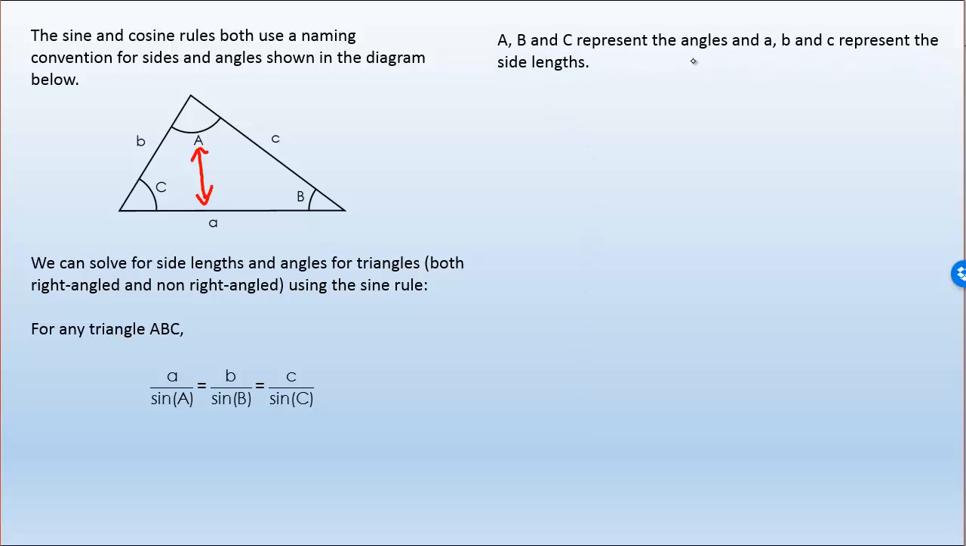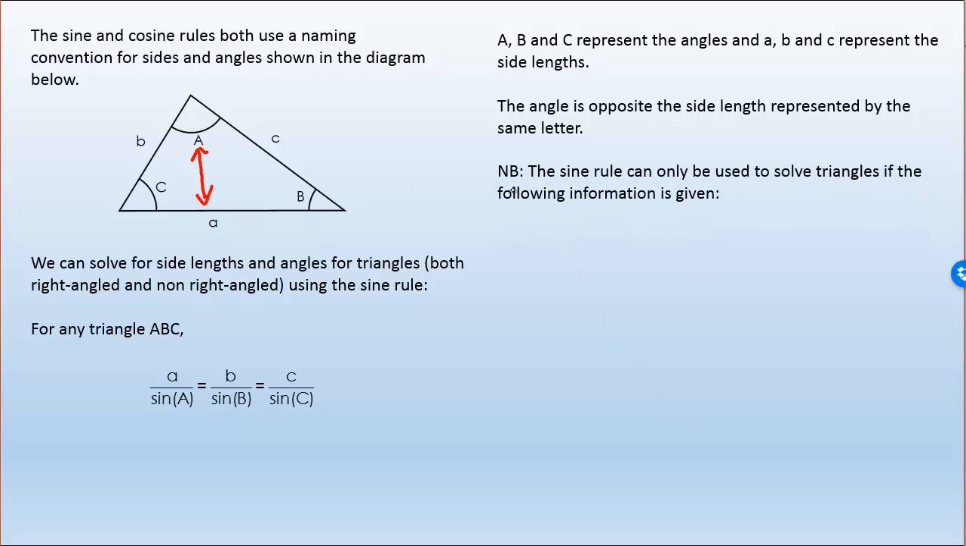A, B and C represent the angles, we mentioned that, and a, b and c represent the side lengths. The angle is opposite the side length represented by the same letter. We talked about that right back at the beginning, so that angle A is opposite side a. Note, the sine rule can only be used to solve triangles if the following information is given: either one side and two angles, or two sides and an angle opposite one of the given sides.